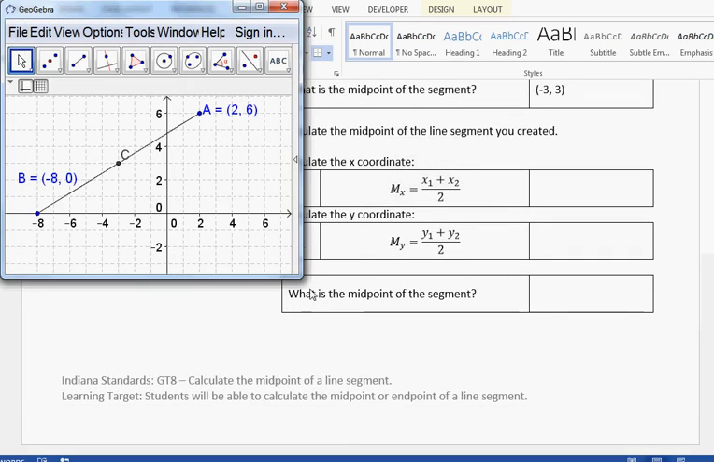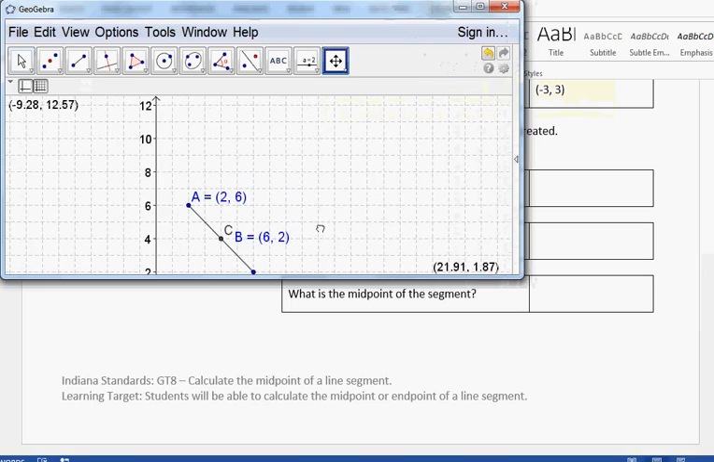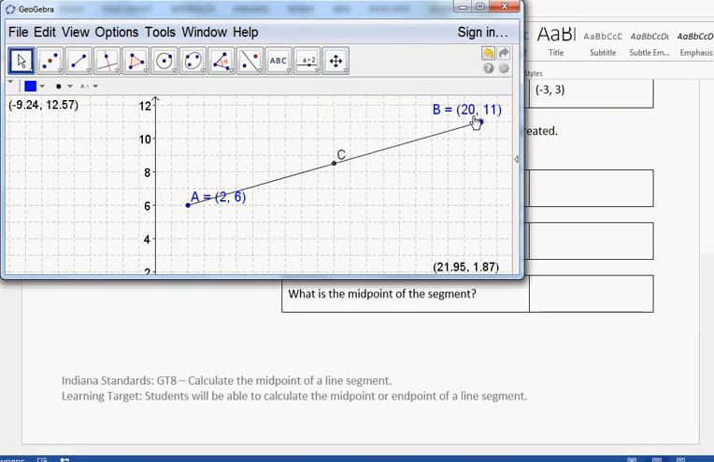Let's do it again. Hey, you know what? Let's change it up. Let's take and make them both big positive numbers, like this. Alright.